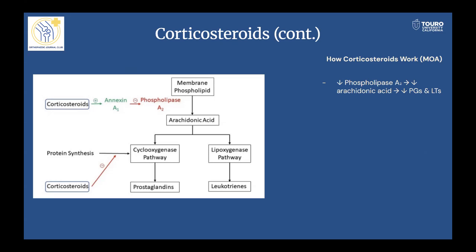So mechanistically, we can think of corticosteroids as working on two levels. First, they boost a protein called annexin A1, which blocks an enzyme, phospholipase A2, which normally releases arachidonic acid, which is the starting material for the COX and the LOX pathways. And if we cut off that supply, both those pathways drop. We get less prostaglandins, we get less leukotrienes, which means less pain, swelling, and heat.